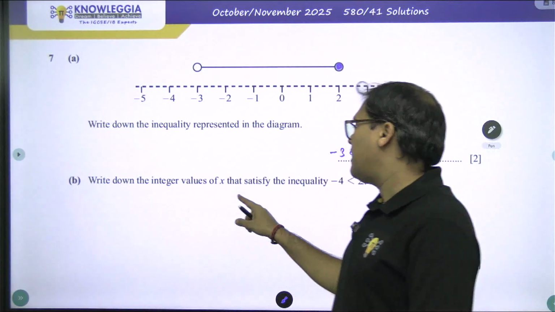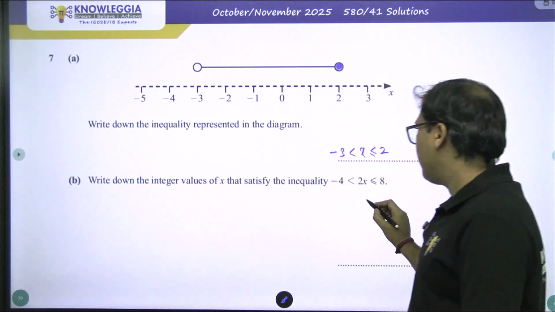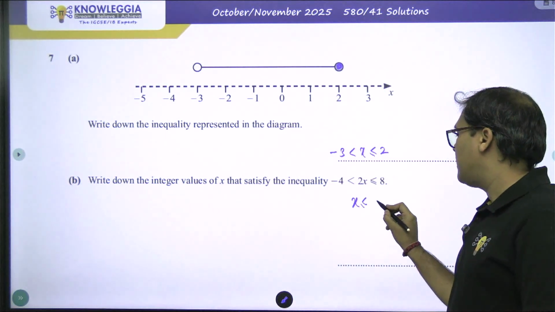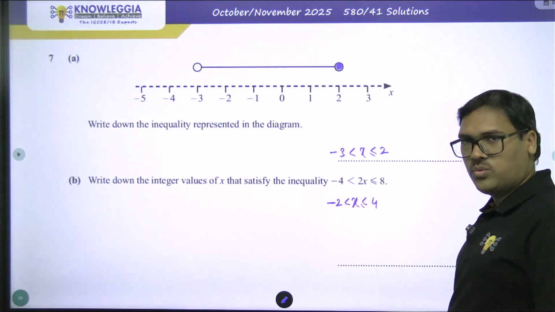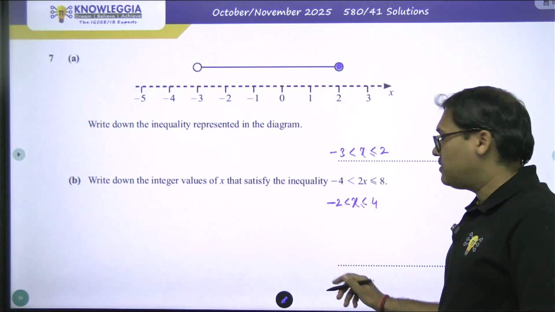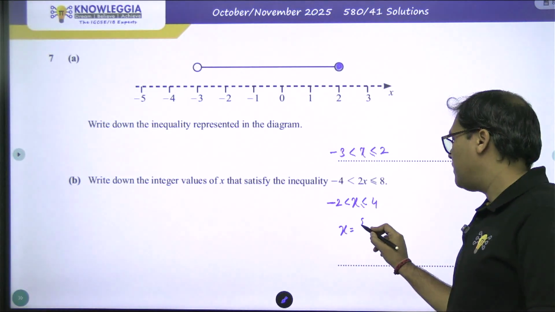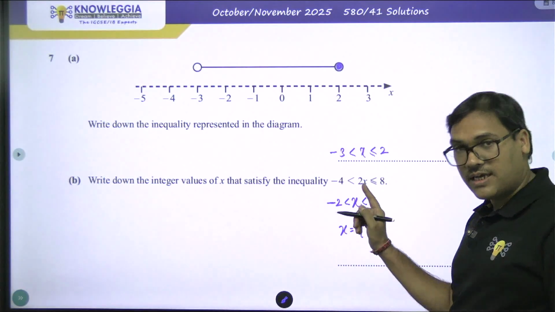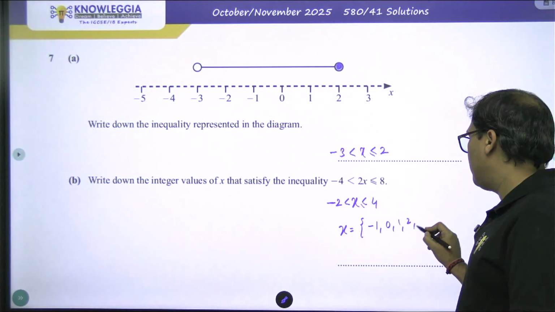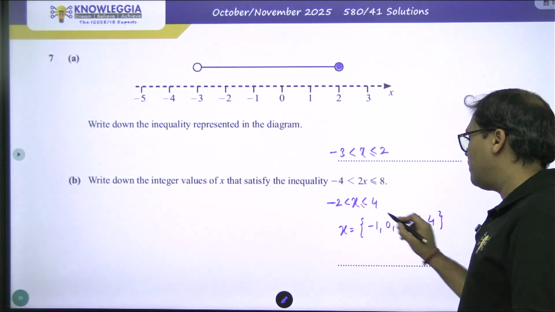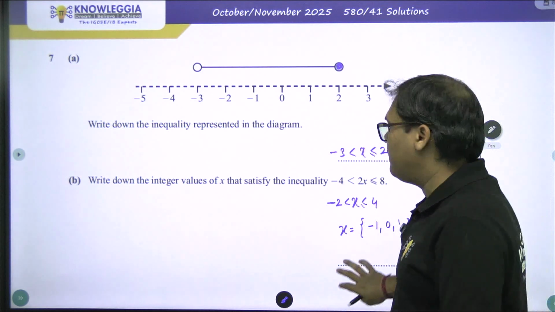Write down all the integer values of x satisfying this inequality. To solve this inequality for integer values, if I divide both sides by 2, this will be 4 and this is minus 2. Correct? Now, what are the integers? You can see it is minus 2 to 4. So x can be equal to minus 1, but we will not take minus 2. Then this is minus 1, 0, 1, 2, 3, and 4 also, because 4 is equal to 6. So this is the answer, all the values which are required.